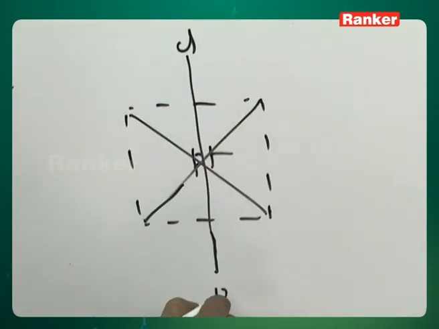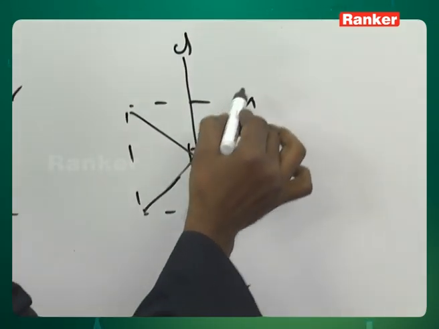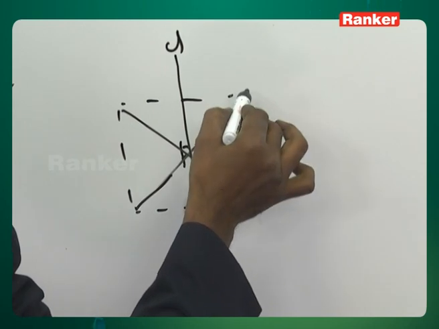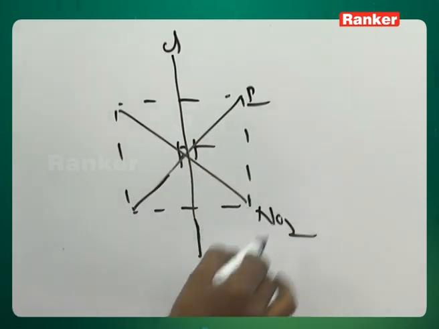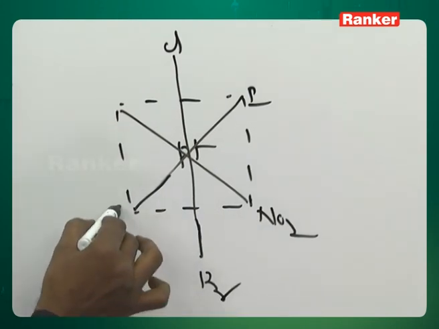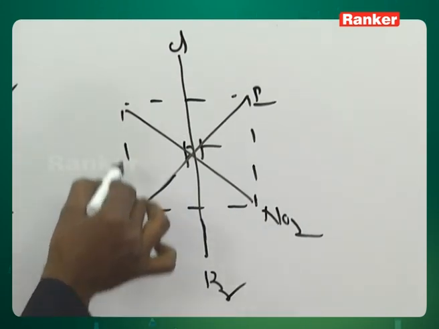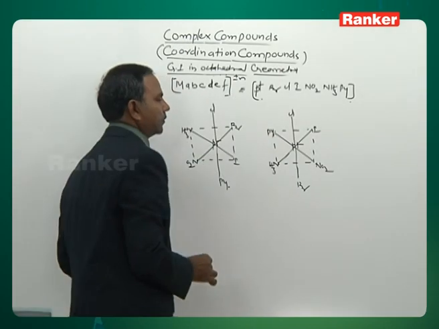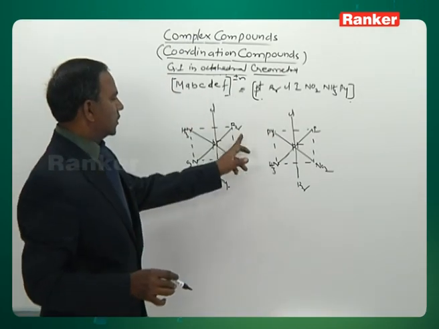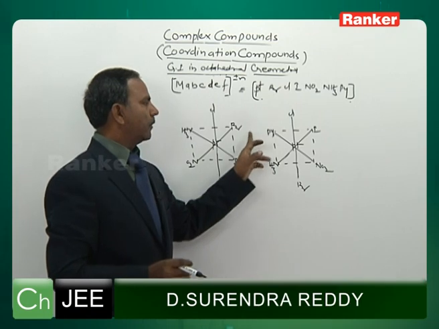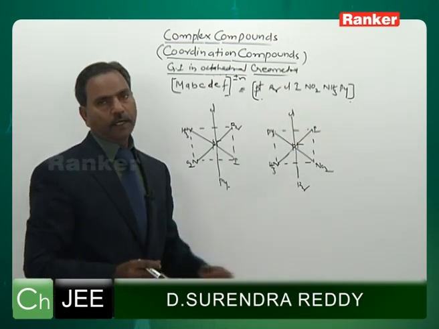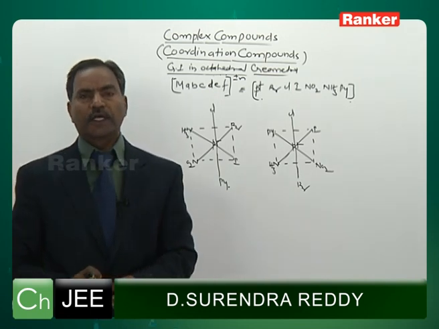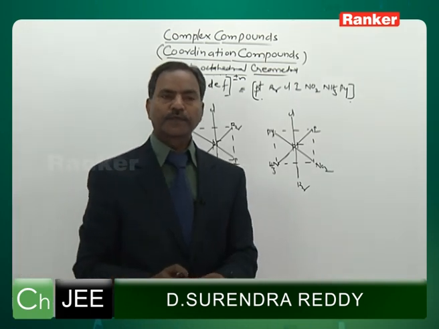Cl and Br I put in trans. Then the remaining: iodide, nitro, amine and Py take. This is cis with respect to chloride and bromide. This is trans with respect to chloride and bromide. But what I said, the total number of geometrical isomers possible is 15.